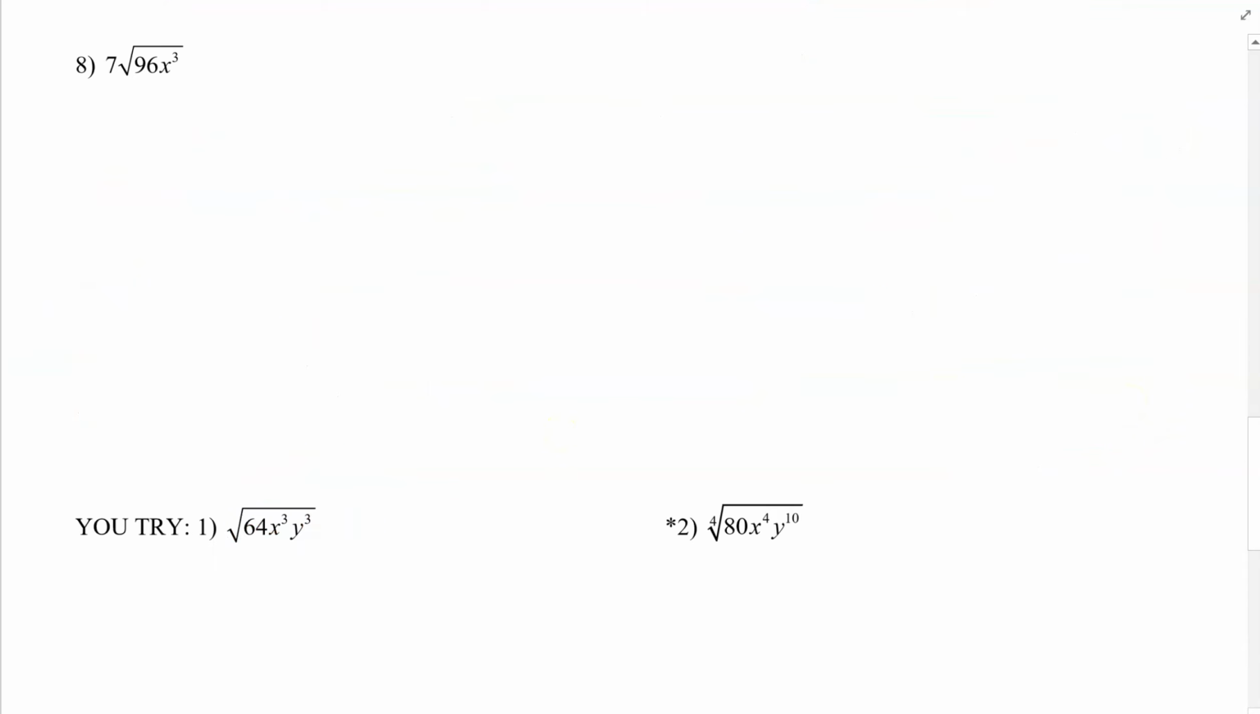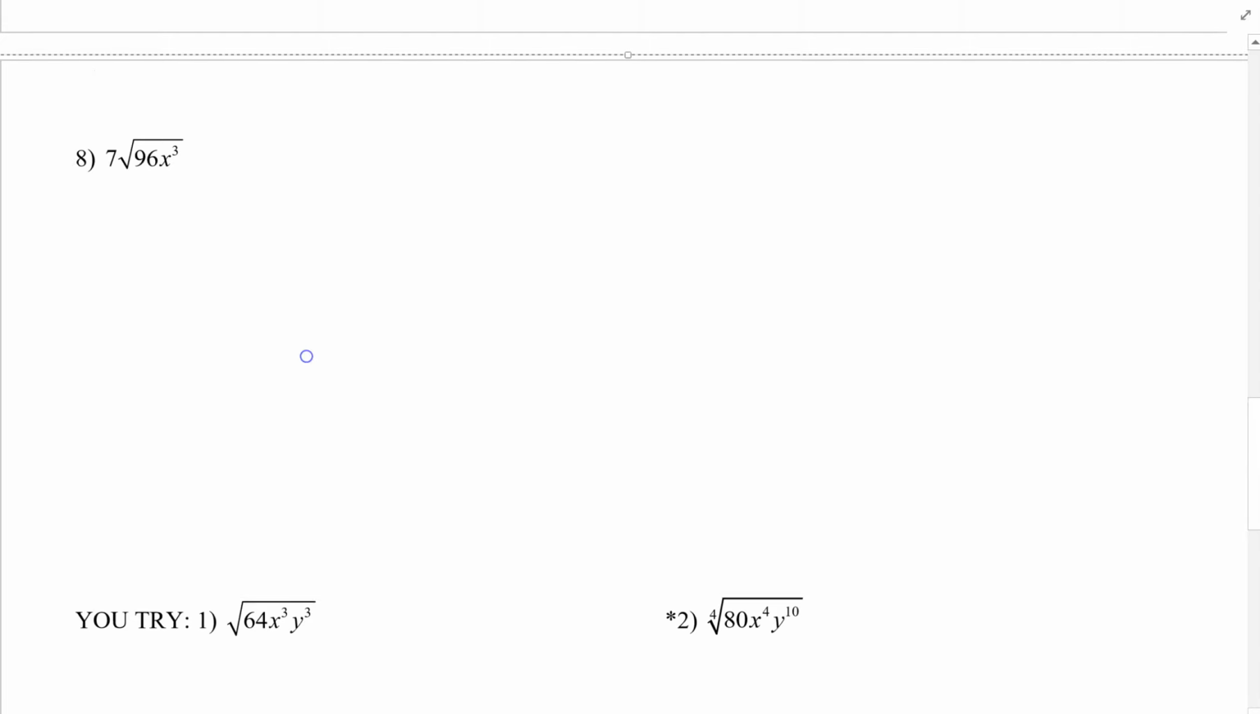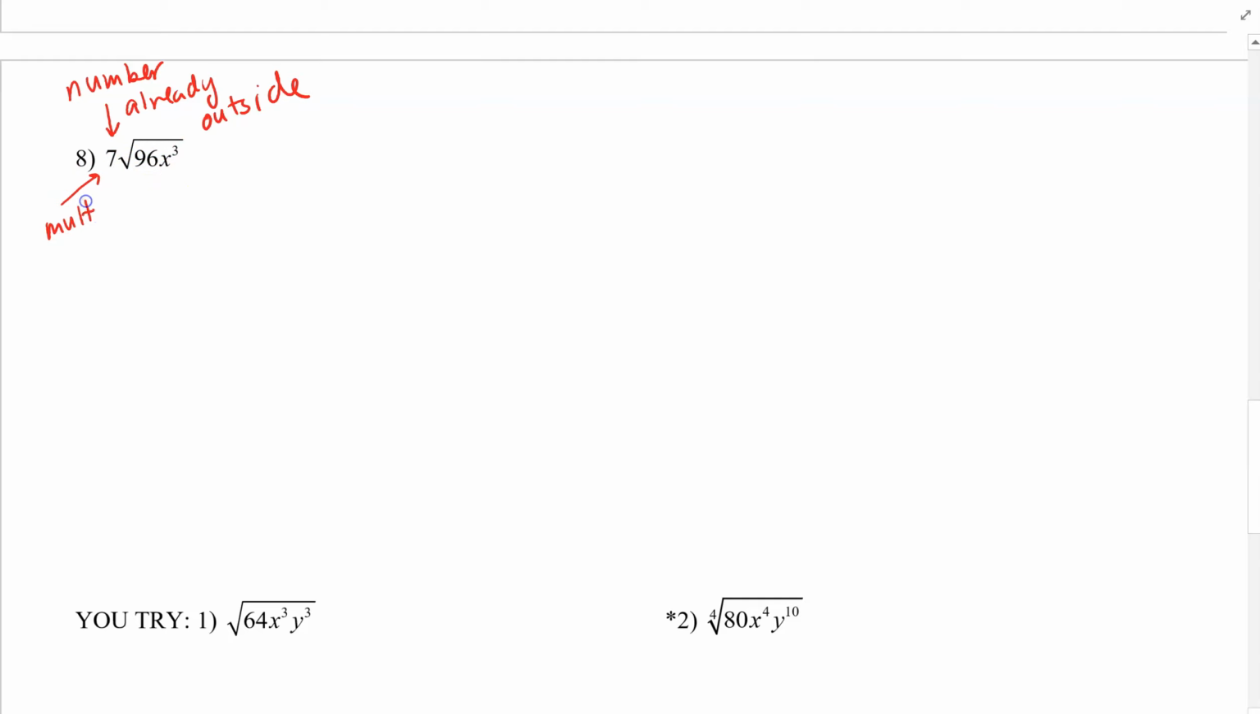Lastly, I wanted to do an example where there's already a number written outside the radical sign. So there's a number outside already. Basically, all you'll have to do is, when you begin simplifying the radical, if you bring anything from the inside of the radical out, you will need to multiply it to the 7. Okay, so let's start by simplifying this radical.